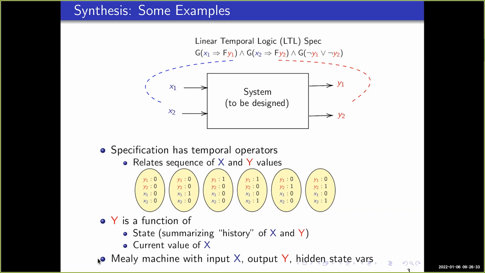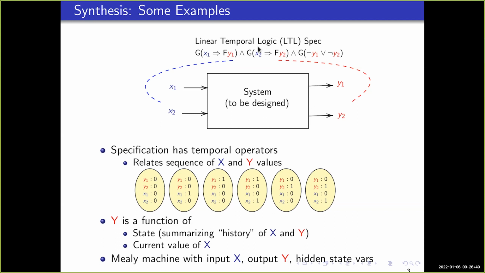The Mealy machine is the one that we will be using for our purposes in today's tutorial. But it's basically a finite state machine. It takes as input x, outputs y, and then there are hidden state variables that are remembering this history, but they are not part of the specification.